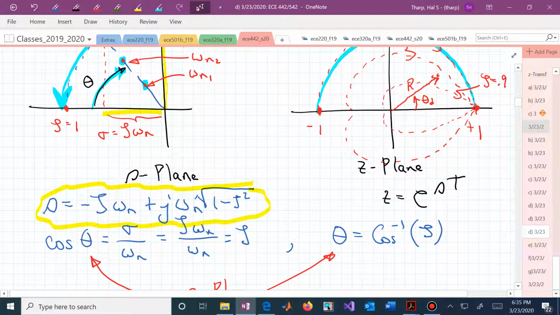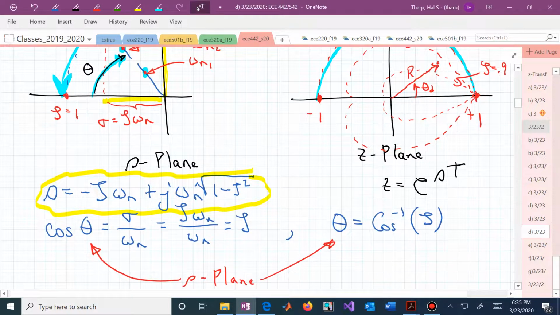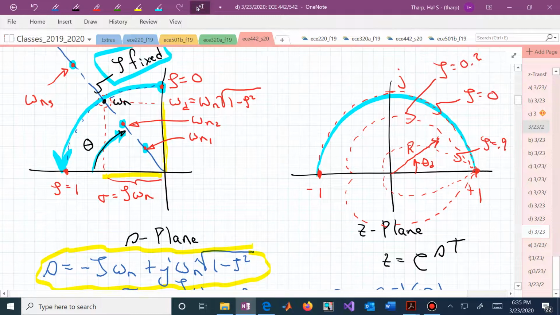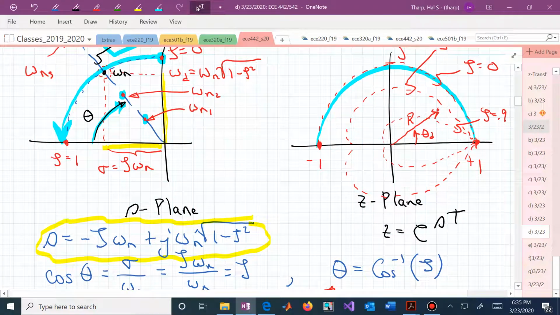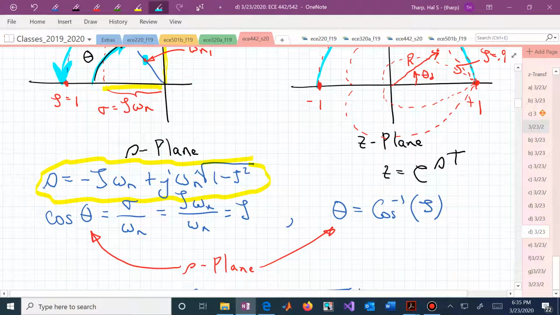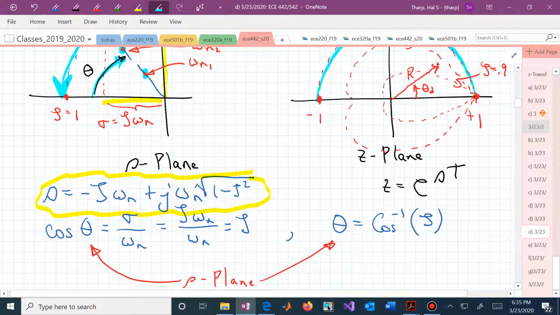Here I'm simply recalling the relationship between zeta and theta, where theta is in the S-plane, in this picture. We know that if we wanted the cosine of theta, that would be adjacent over hypotenuse. That's zeta omega sub n over the natural frequency, or that's zeta. We now have this direct connection between the damping ratio zeta and the angle theta. If we had zeta, we could solve for theta. If we had theta, we could solve for zeta.